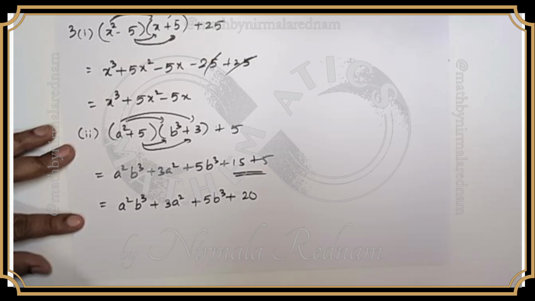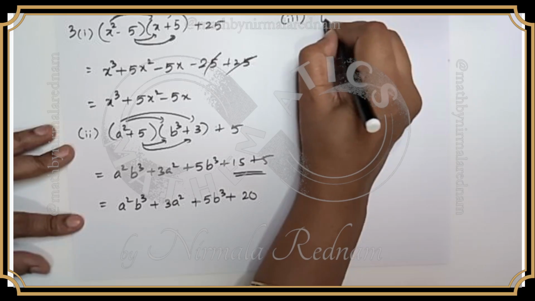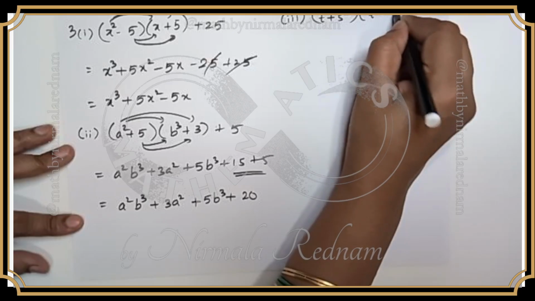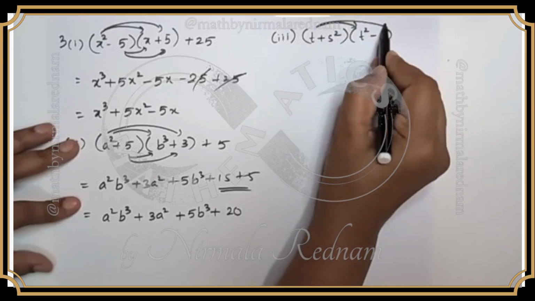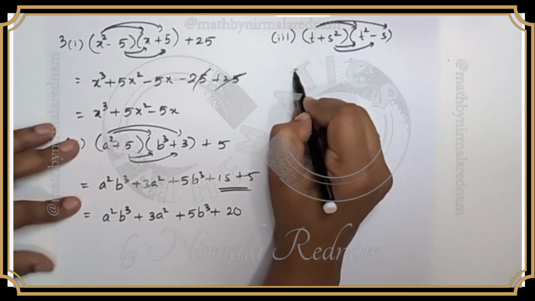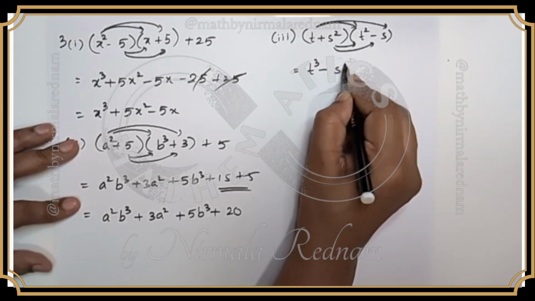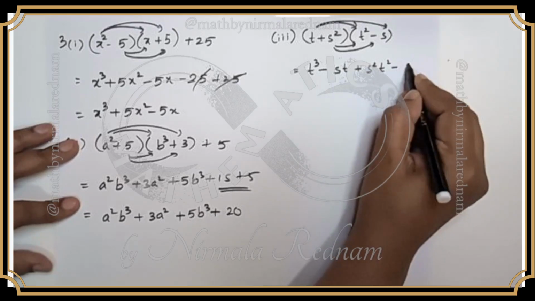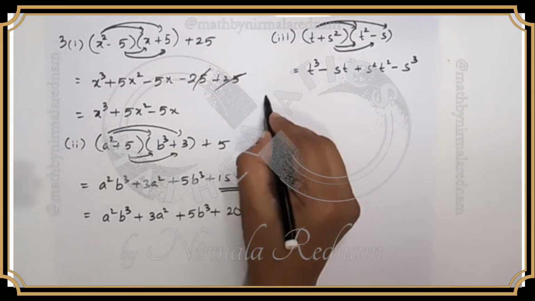Next, third question. I have t plus s square into t square minus s. Now here again I am going to multiply these two binomials. T into t square is t cube minus st plus s square t square minus s cube. I can't simplify it further because there are no like terms.